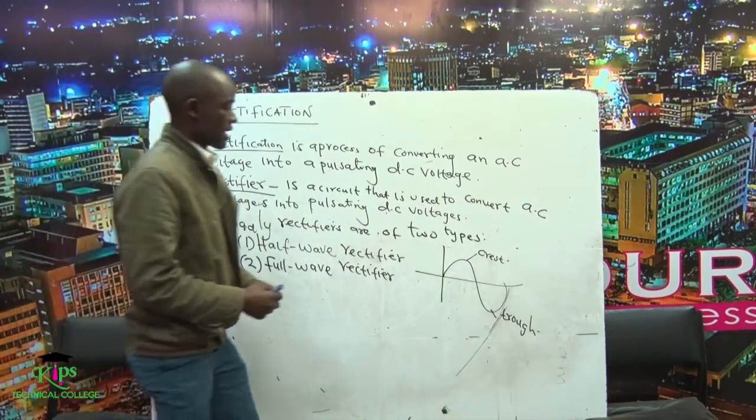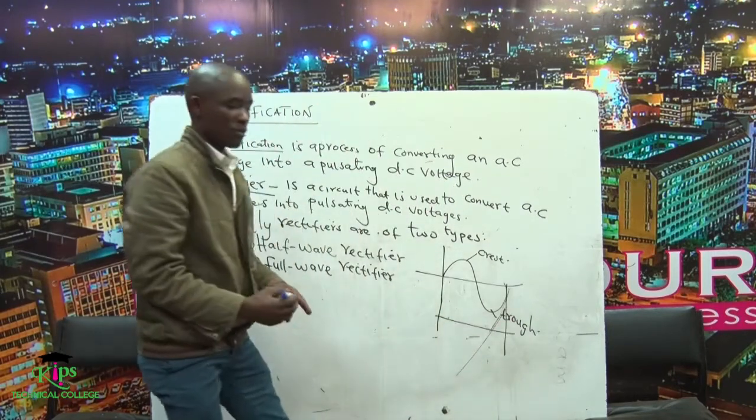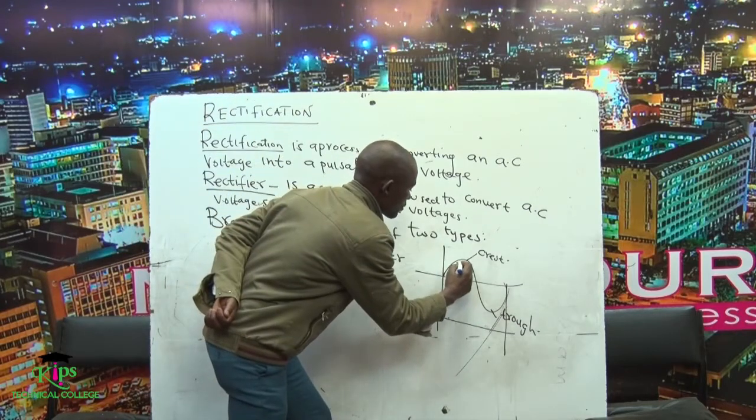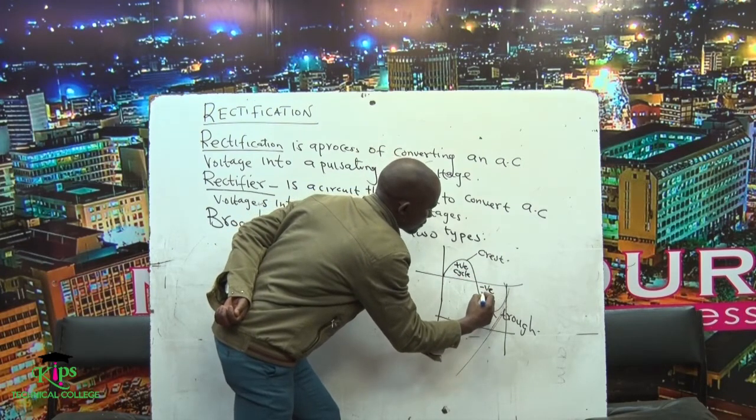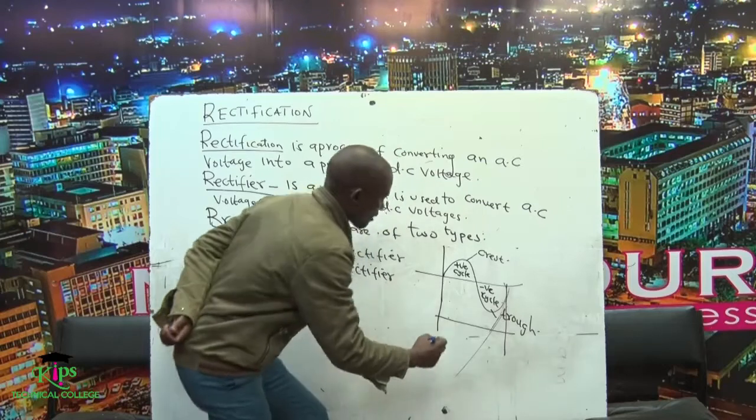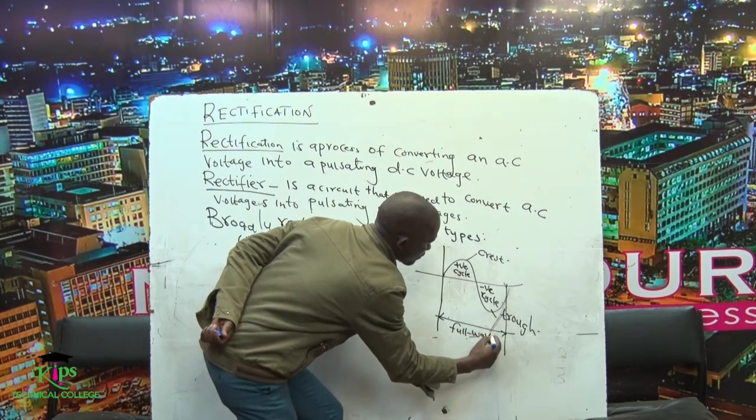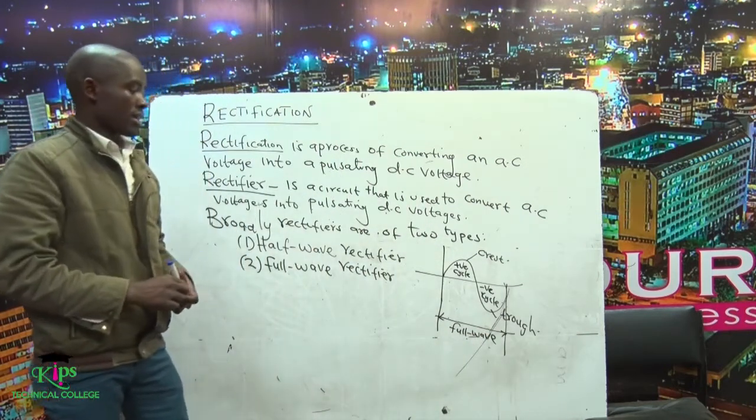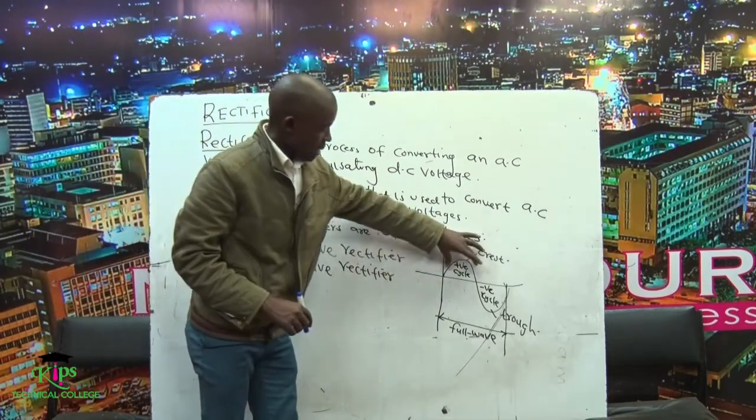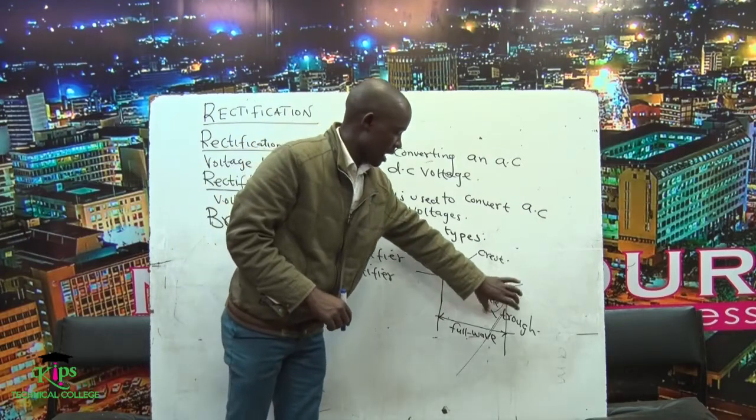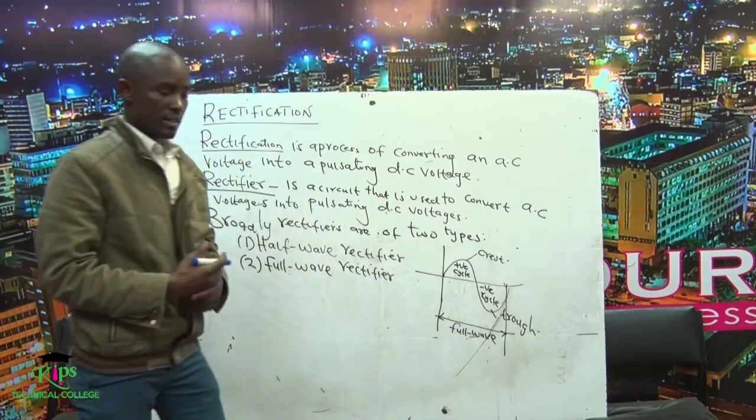So this is half of the wave. The full wave now means we are taking the two cycles. We can say this is the positive cycle, and this is the negative cycle. So a full wave comprises the two parts of these half cycles. The first half cycle is positive, the second half cycle is negative. So for a full wave, it must have the positive and the negative.